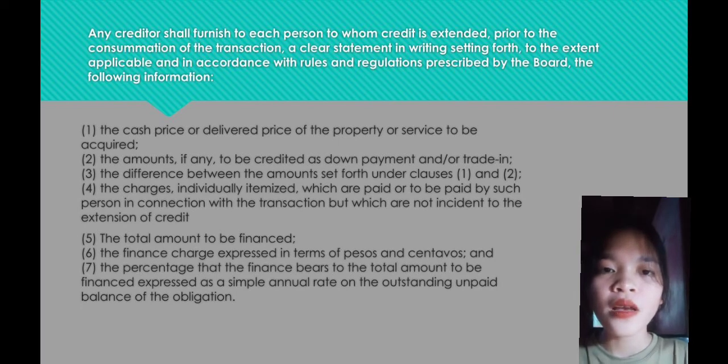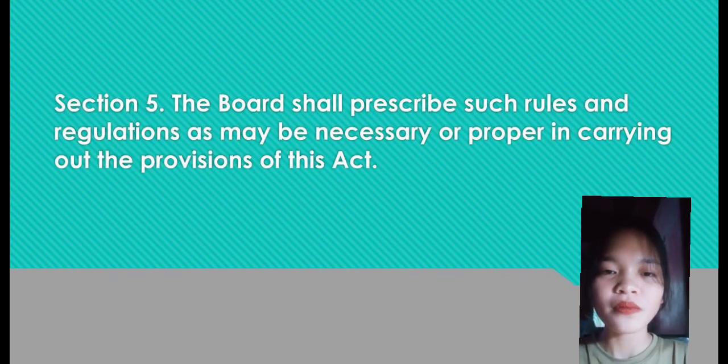Number 5, the total amount to be financed. 6, the finance charge expressed in terms of pesos and centavos. And lastly, the percentage that the finance charge bears to the total amount to be financed, expressed as a simple annual rate on the outstanding unpaid balance of the obligation.